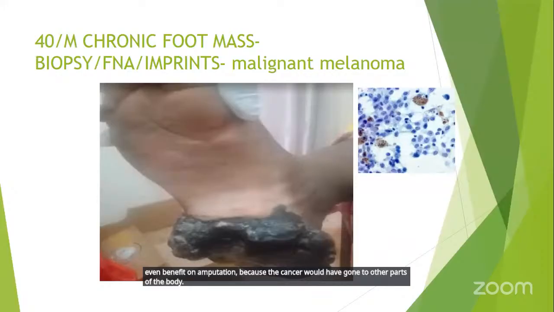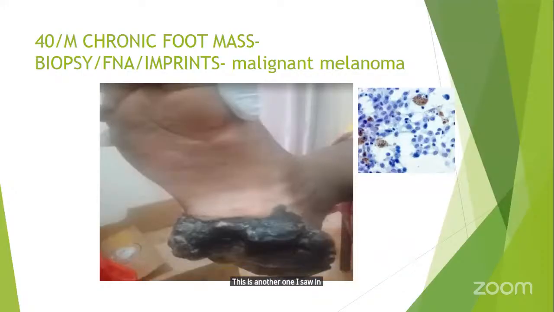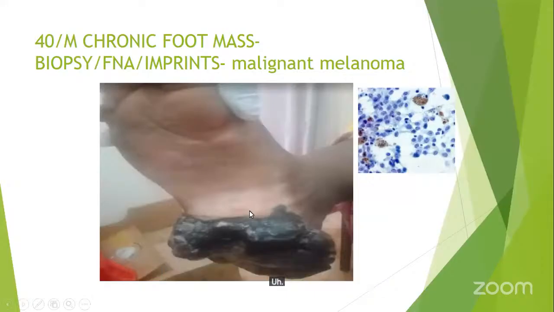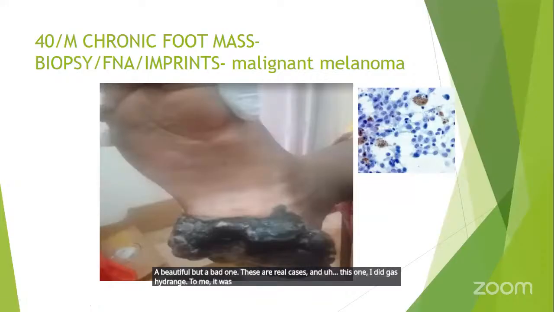This is another one. I saw him 2 years ago. A beautiful case, but very frightening. The major issue here is this one at the heel side. A beautiful but bad one. These are real cases. And this one I did just cytology. To me, it was direct, like you are given a direct question to answer and you get 100%.